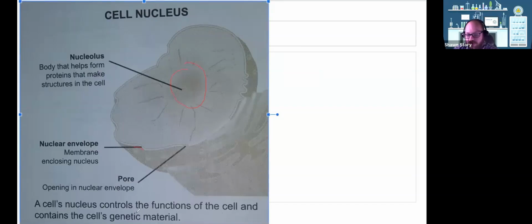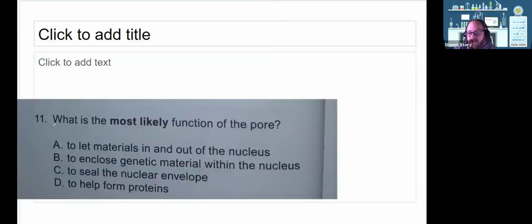So the cell nucleus controls the function of the cell and contains the cell's genetic material. So again, like I was saying, the nucleus as a whole is kind of like the brain of the cell. It's in charge, it's telling everything what to do and when to do it. All right, what is the most likely function of the pores?